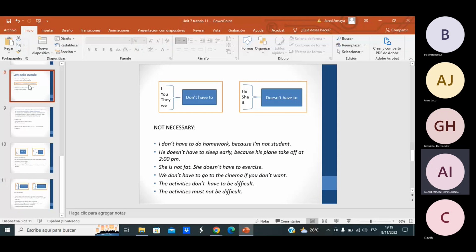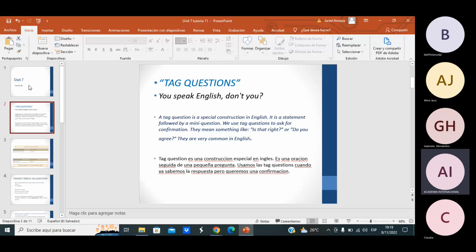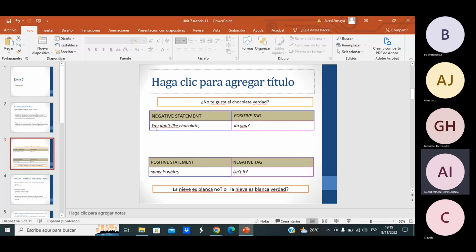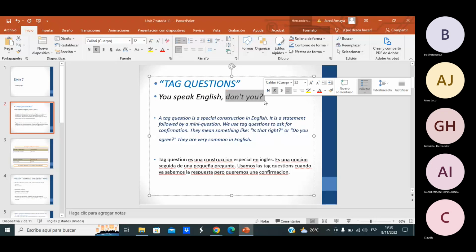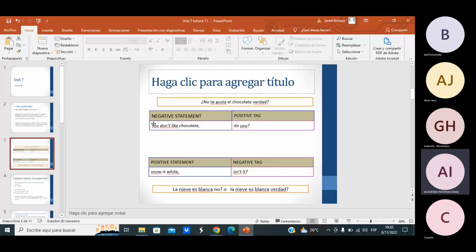Voy a presentar aquí esto para explicarlo mejor. Como dice ella, obviamente como aquí ya lleva la negación en la oración corta, voy a usar una oración, un statement positivo, ya no va a ir negativo. Y viceversa, si esta oración es afirmativa, la oración corta va a ser negativa. Y en este caso, como la primera oración es negativa, la otra va a ser afirmativa. Bien, prácticamente eso es todo.